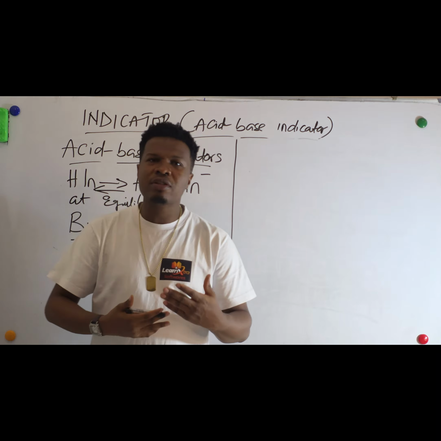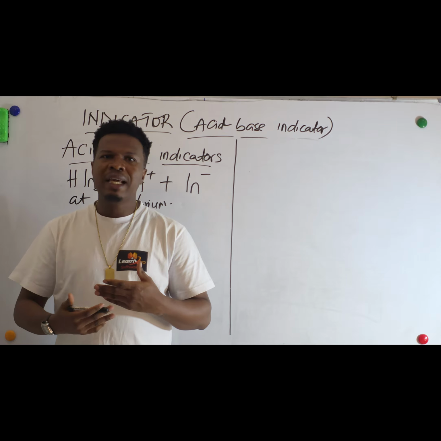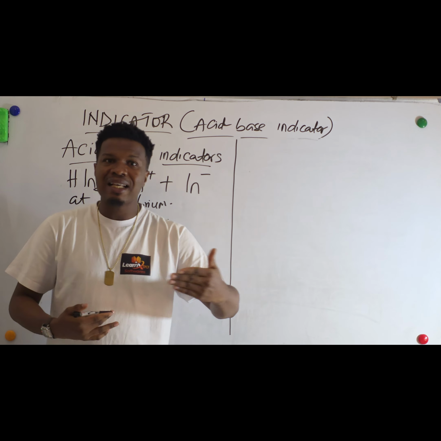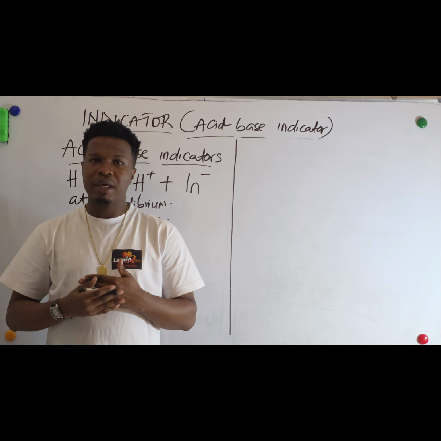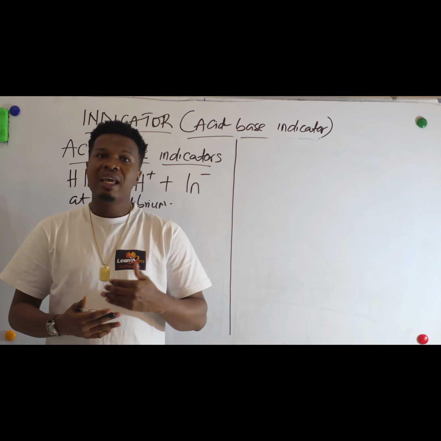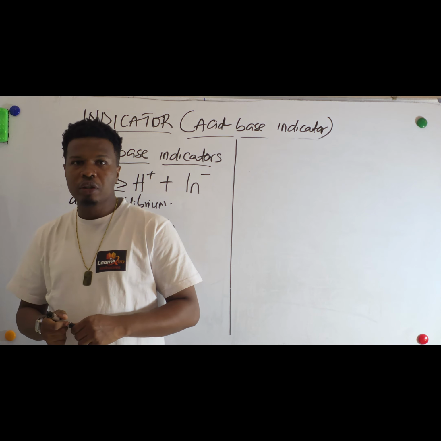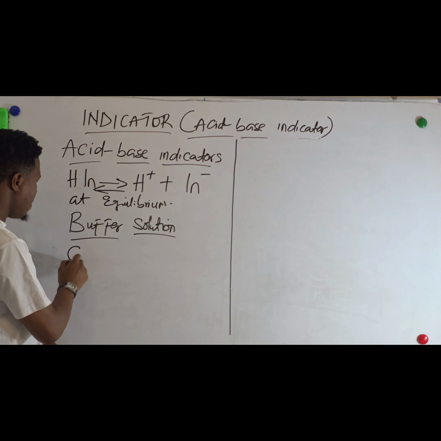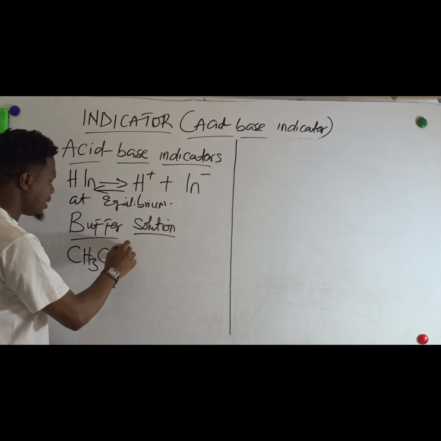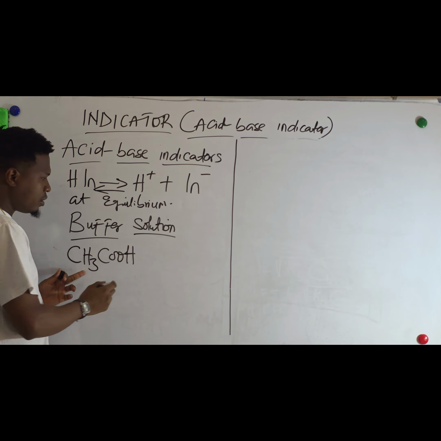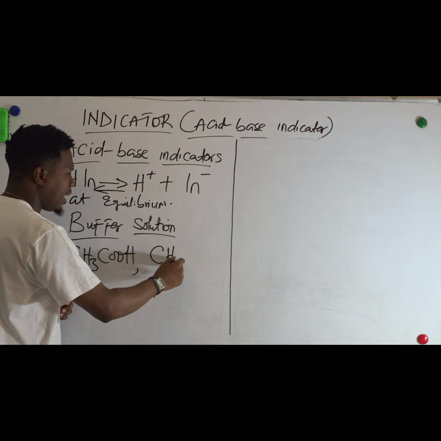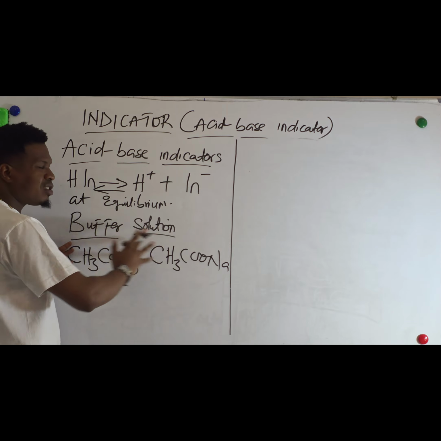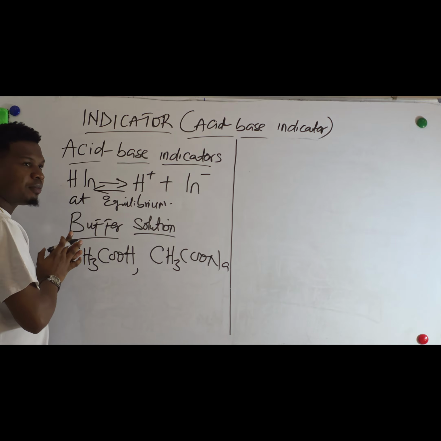Now these buffer solutions are made up of an acid and its conjugate base. A buffer solution is made up of an acid and its corresponding conjugate base, or you can say a base and its corresponding conjugate acid. Example, look at this acid. This acid is ethanoic acid. The conjugate base of this ethanoic acid is sodium ethanoate. So a combination of these two can be used to prepare a buffer.